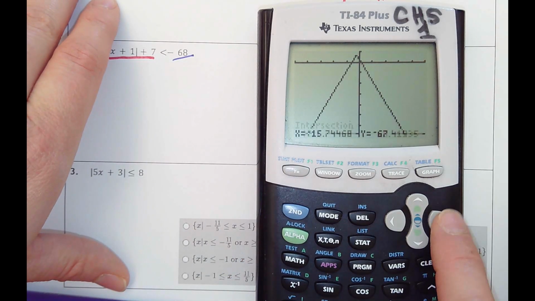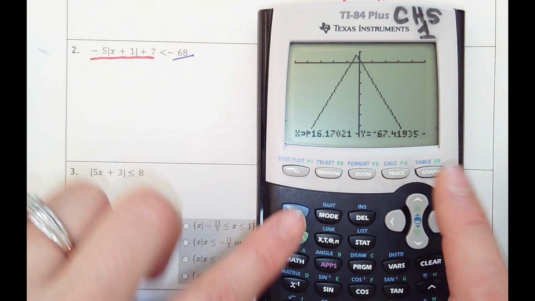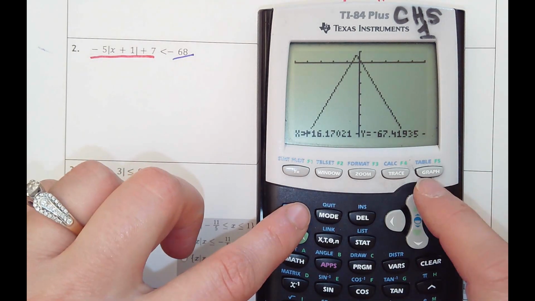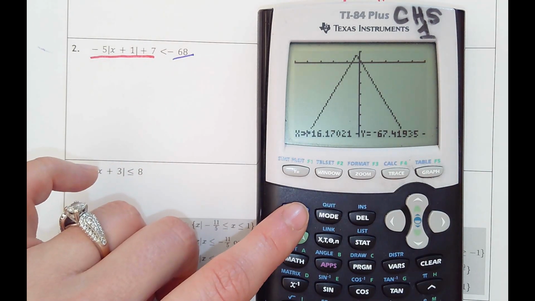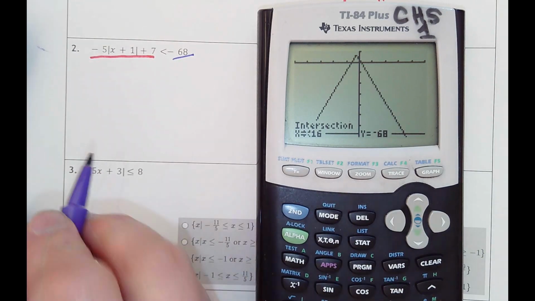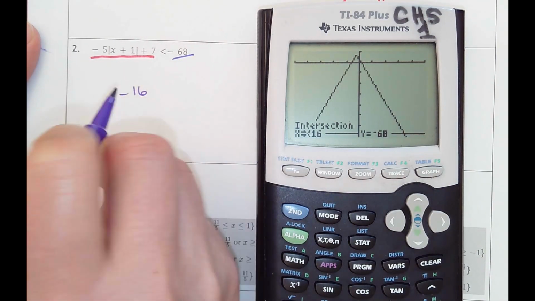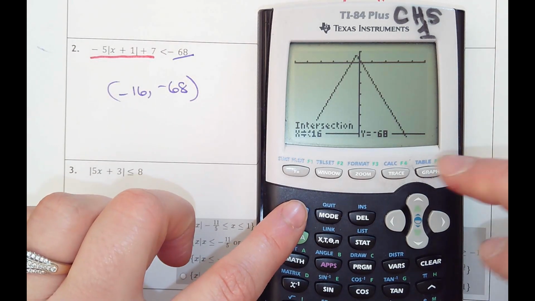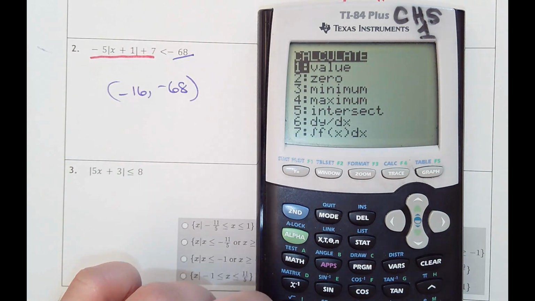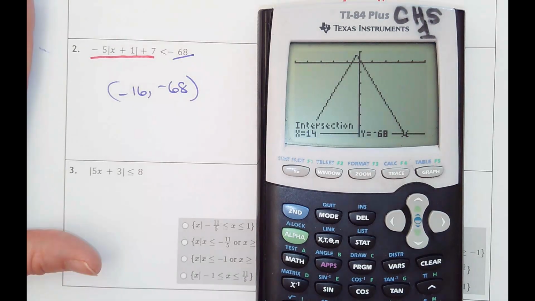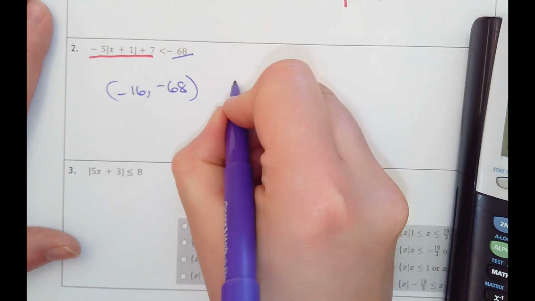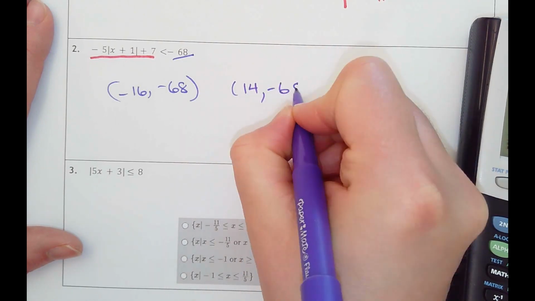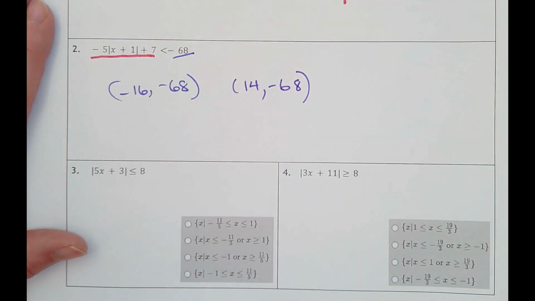That is, oh shoot, I think that was what, -16? Yeah, it looks like -16, -68, and then the other point of intersection is at 14, -68. And again, you could use Desmos, that would be probably faster, but then you got to pull up 2 different screens.